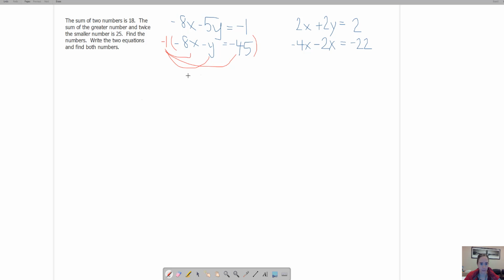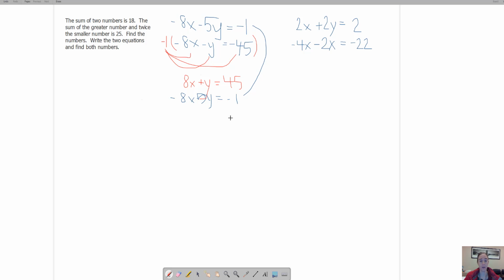So that's going to give me a positive 8x, a positive y, and a positive 45. I just multiply the whole thing by negative 1. Now, I'll bring down the other equation and move it down here so it's easier to work with. So I have my negative 8x minus 5y equals negative 1.